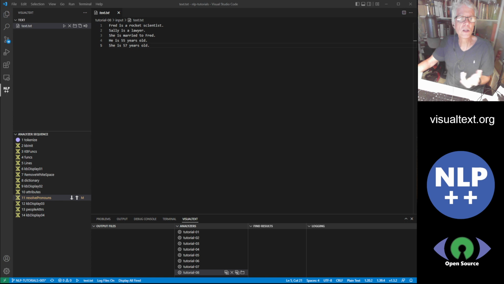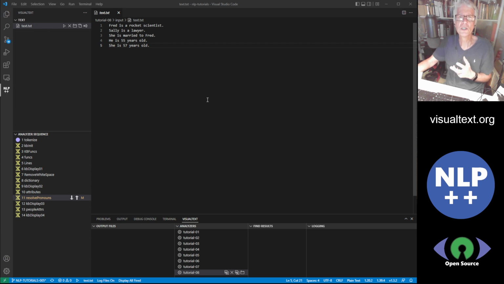So we're going to take a look at this text and this analyzer at a high level, an overview of it, so you get an idea of the design. Let's take a look at the text specifically. Fred is a rocket scientist. Sally is a lawyer. She is married to Fred. He is 55 years old. She is 57 years old.